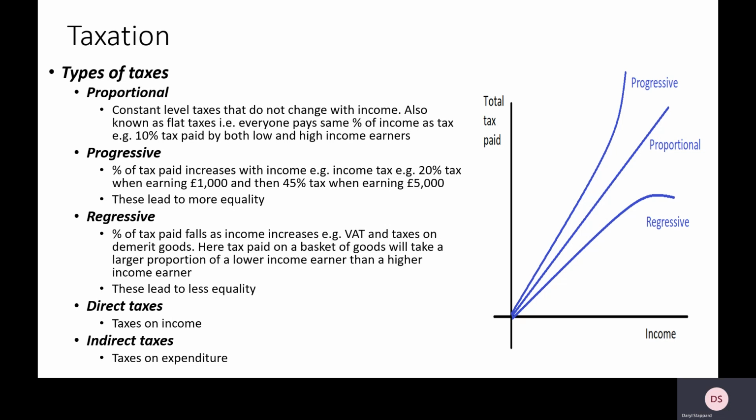Now, we can look at this by looking at the diagram on the right hand side. On the vertical axis, we've got the total tax paid, and on the horizontal axis, we've got the income. Now, look at the proportional one.